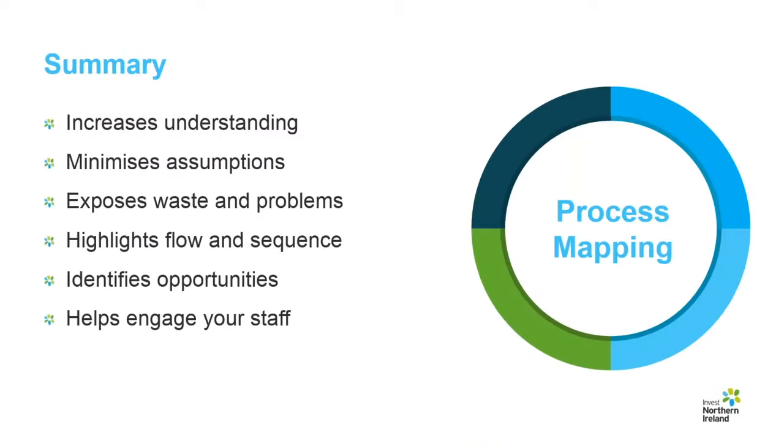So just to recap on some of the benefits of process mapping, it increases understanding of the process among the team involved. Mapping minimises assumptions made about what happens, walk the process and see what really goes on. Value stream maps expose waste and problems that are occurring on a daily basis. Mapping highlights flow and sequence, which will help you to identify opportunities for future improvements. It also helps engage your staff in problem-solving activities to find and treat the root causes of recurring issues. Also, developing a future state map to work towards will help provide focus for your business strategy and planning.